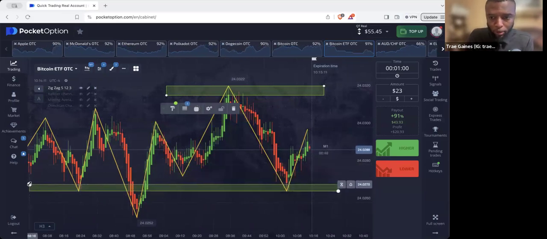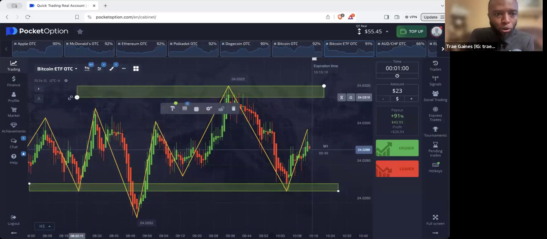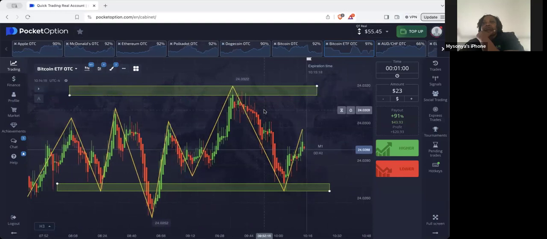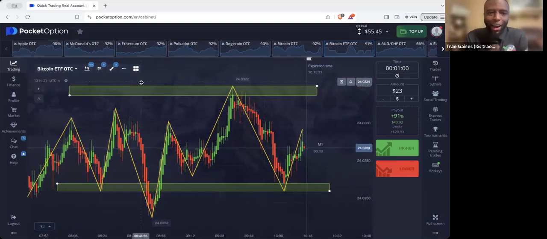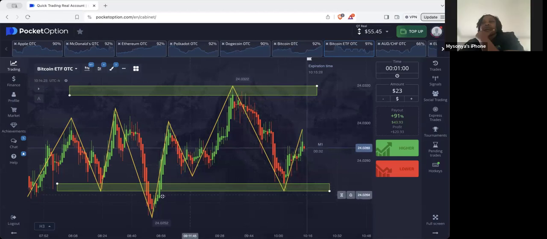Now, if I bring this all the way across, which you can, which I like to do, because I want to see how strong this zone really is. Is it just strong right there? If I would say this zone up at the top, it's not as strong as this zone at the bottom because I got a touch here.